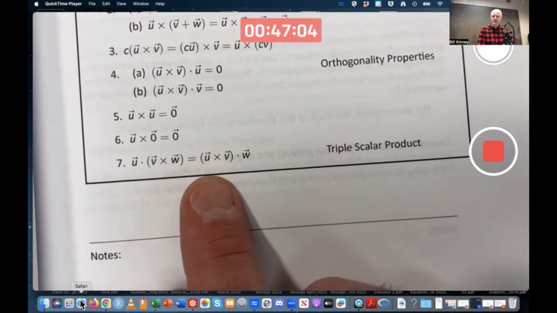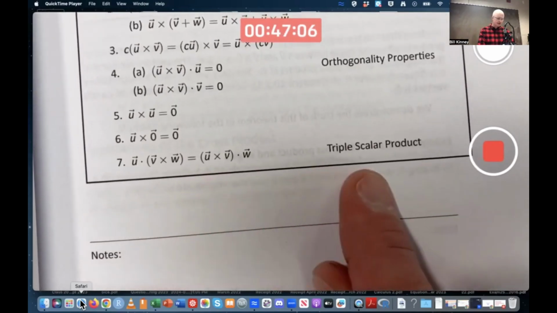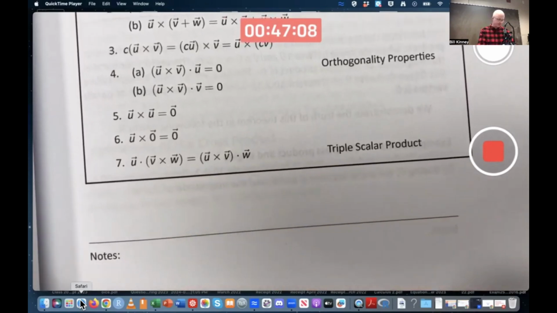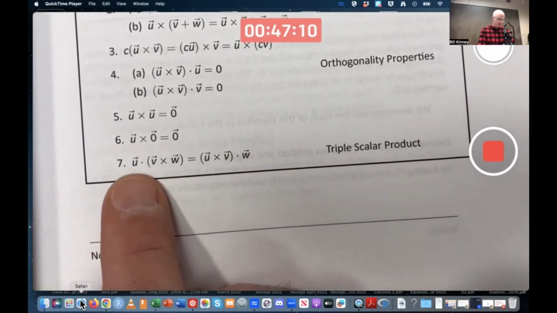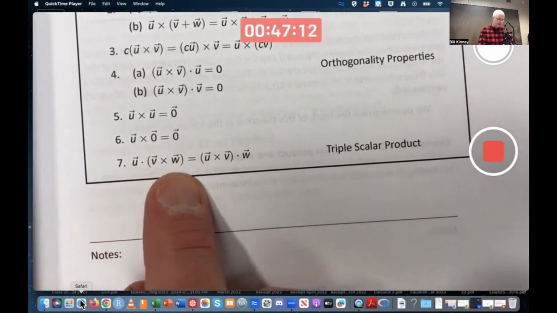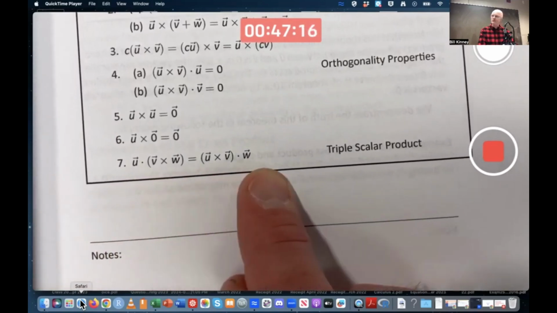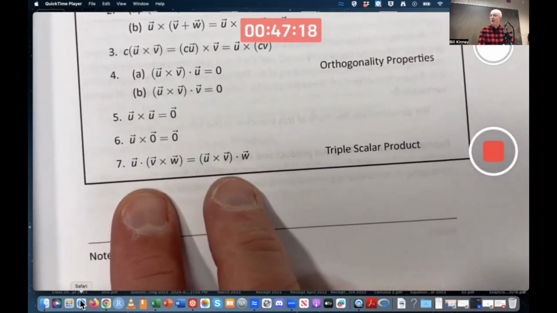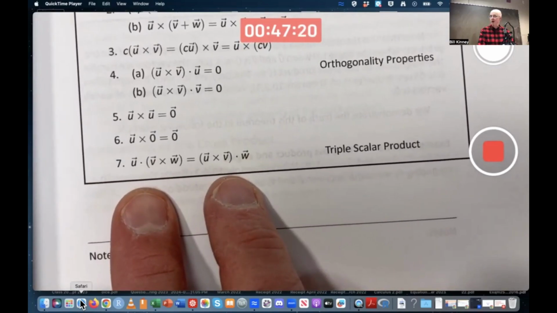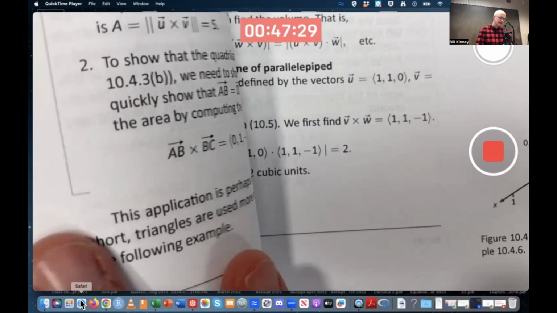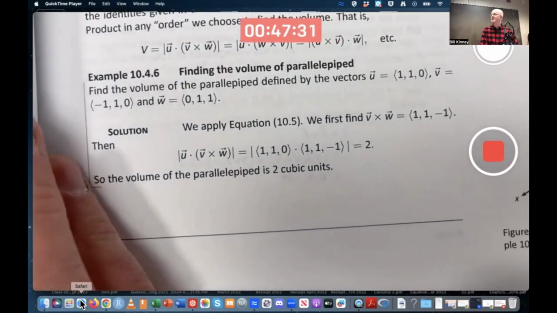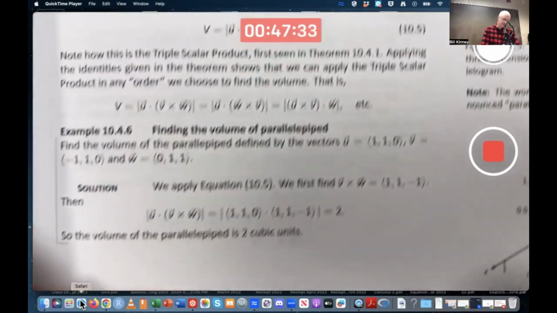And this last one I haven't mentioned yet. That's called the triple scalar product. If you do U dot V cross W, that's the same as U cross V dot W. Both of these are numbers, by the way, because ultimately you're doing a dot product in the end. Another thing I haven't mentioned is that you can use cross products to find volumes as well.